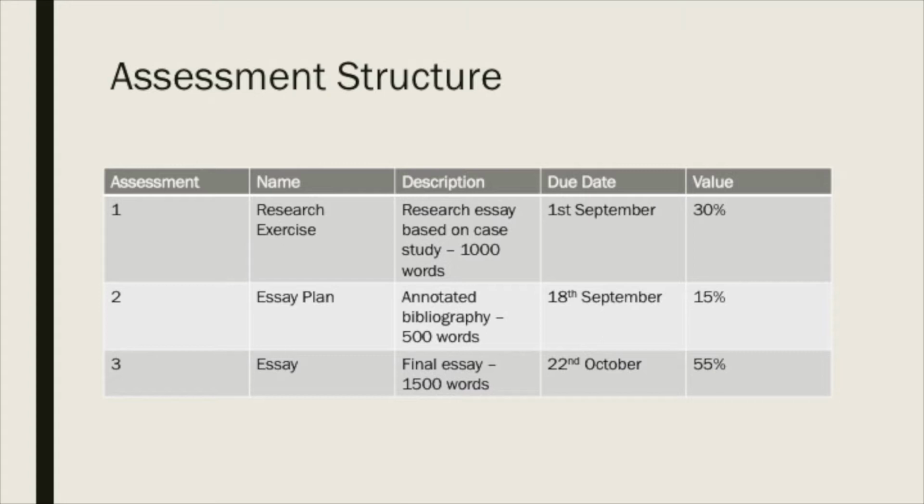The third assessment, the essay, builds on the work started in the annotated bibliography. So that final essay is going to be worth 1,500 words, and that's going to be due on the 22nd of October for a value of 55%. So it's important to understand that the essay plan and the essay are two connected assessments. The plan feeds into the final essay.